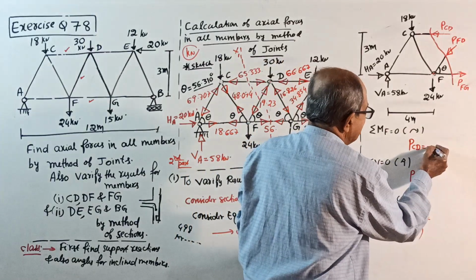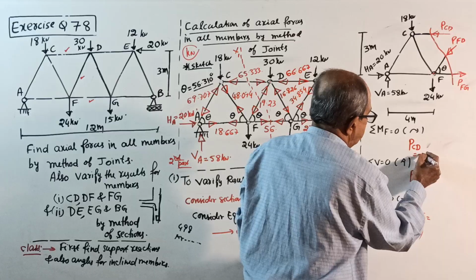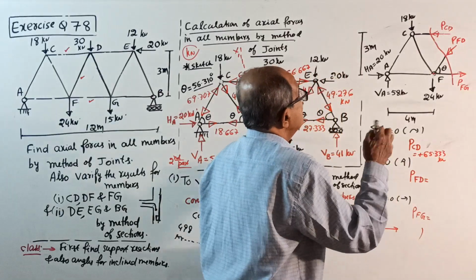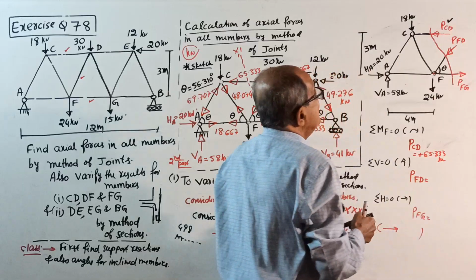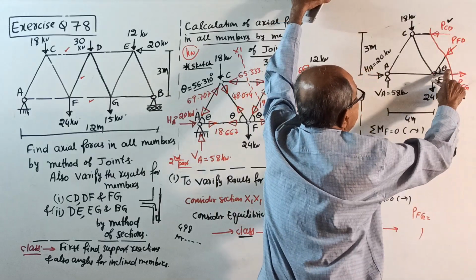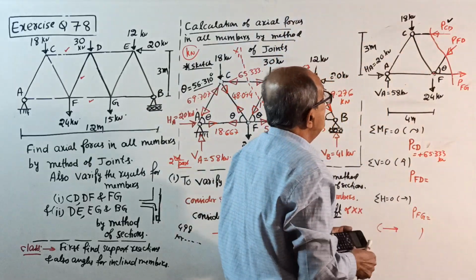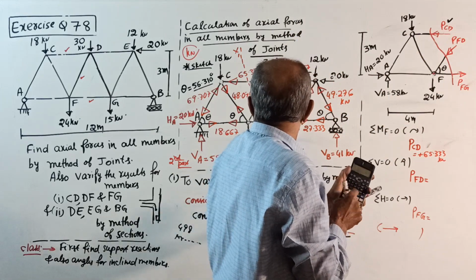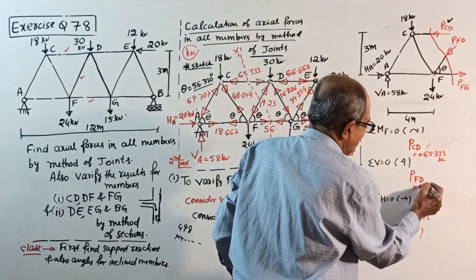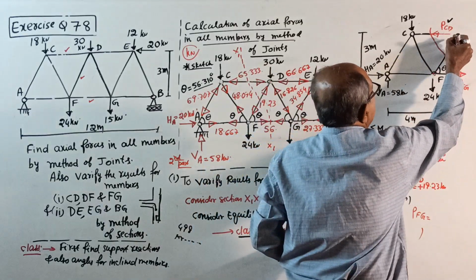65.333. You will get plus 65.333, I write here. PCD will come plus 65.333 kilonewton. Okay. See, now you got the value of PCD. Sigma V equal to 0, take upward positive. Minus PFD sin theta minus 24 minus 18 plus 58 equal to 0. You get the value of PFD plus 19.23. I am not calculating. I know the answer. 19.23 kilonewton. Now you got the value of PFD also.